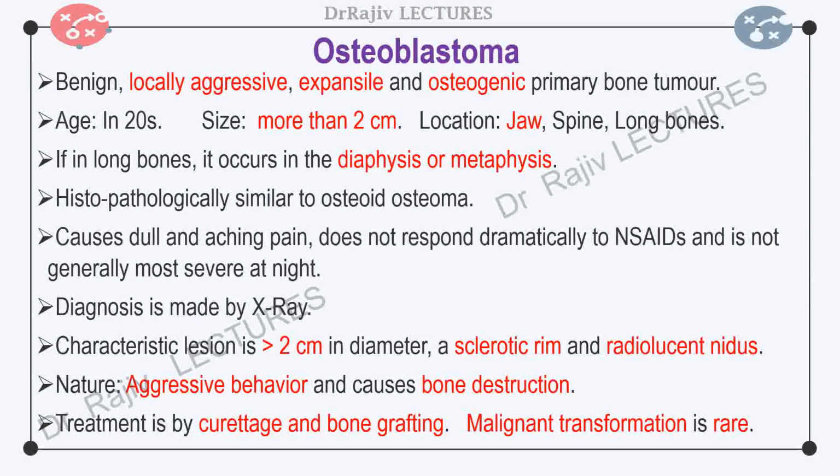Diagnosis is made radiographically by a characteristic lesion that is more than 2 cm in diameter with a sclerotic rim and radiolucent nidus. Osteoblastoma is considerably larger than osteoid osteoma, with an average diameter of approximately 4 cm. Osteoblastoma must be managed surgically because of its potential for aggressive behavior and bone destruction. Treatment is by curettage and bone grafting. Malignant transformation is rare.